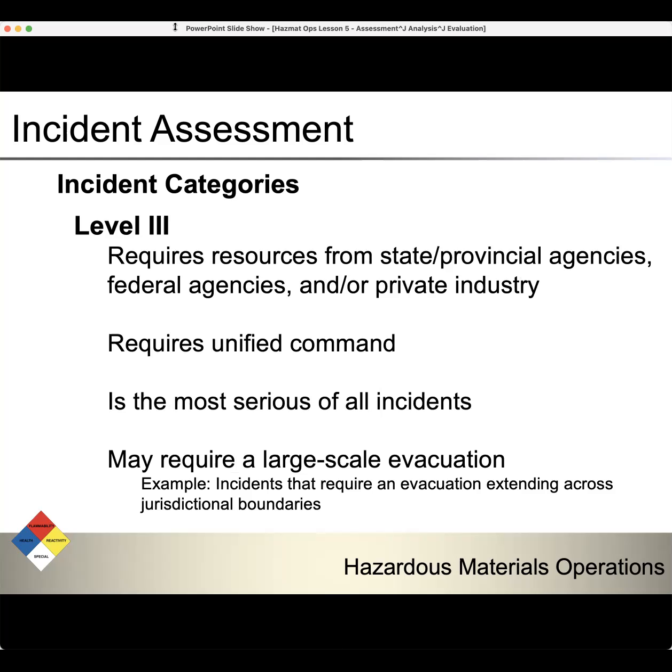Level 3. This is going to require resources from state or provincial agencies, some federal agencies, or even private industry. Usually requires unified command. We talked about that, how we're going to have multiple agencies with their hands in responsibility of this. So we need to get together and unify that command. It's the most serious of all incidents, may require large-scale evacuation, could extend across jurisdictional boundaries. So if we had an incident on the river and we needed to evacuate both sides of the river, multiple counties, multiple municipalities, things like that, level 3. That's the big one.